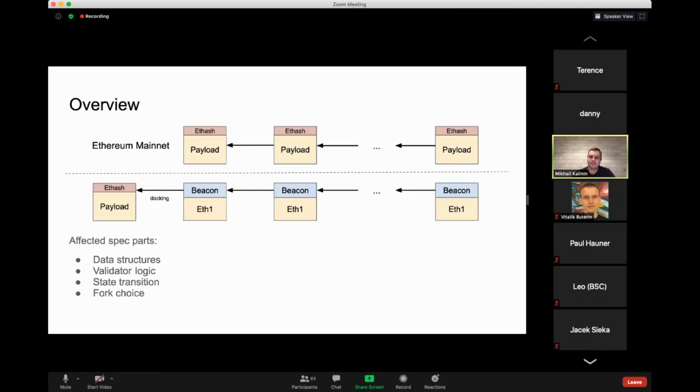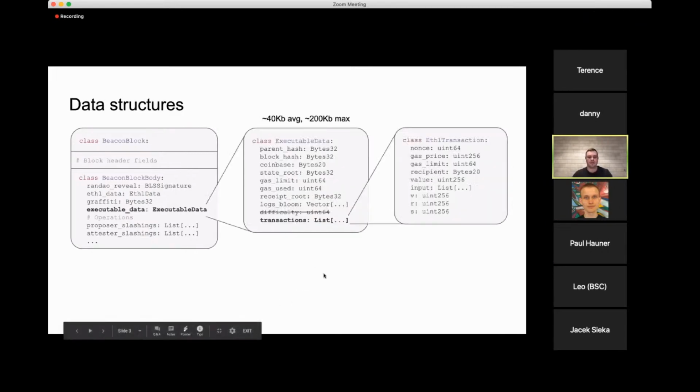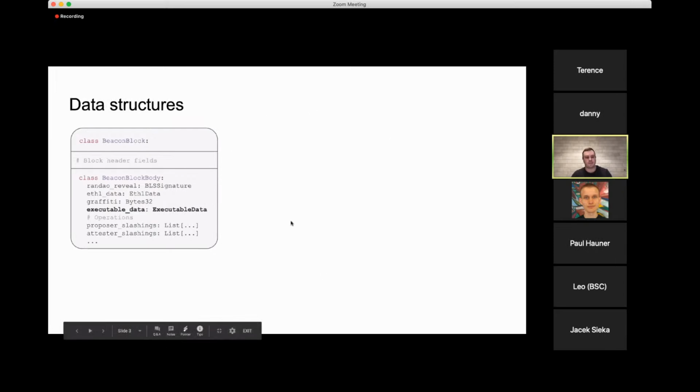Okay, let's move on. The first part of tight coupling is that the beacon block body gets a new field, which is called executable data, which is probably not the perfect name. Any inputs on a new name are very welcome.